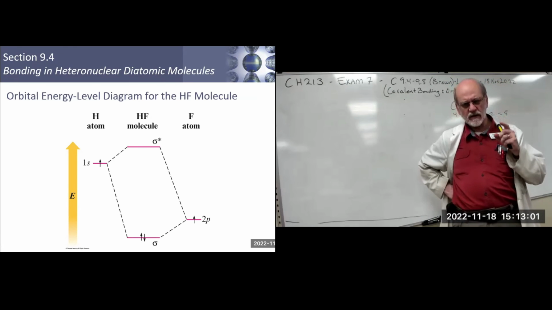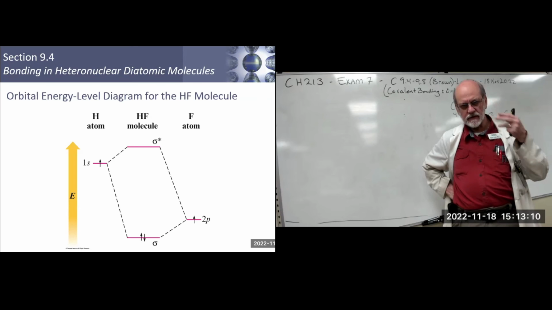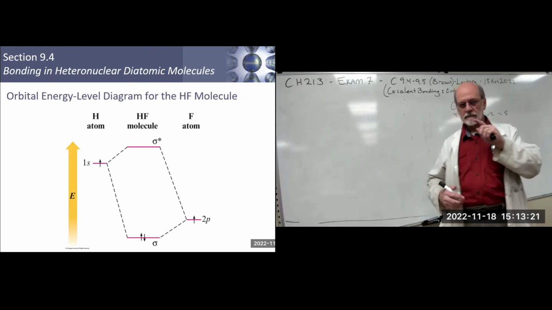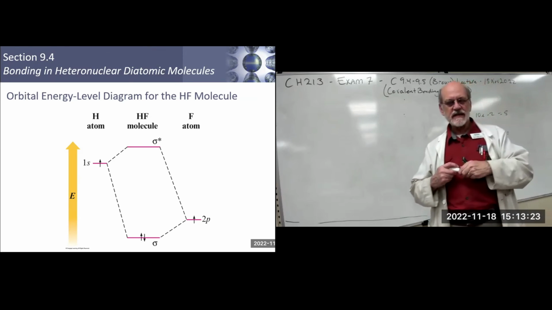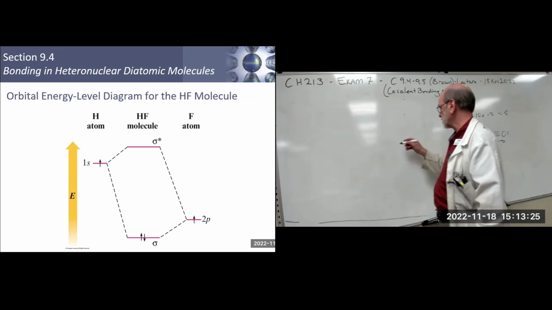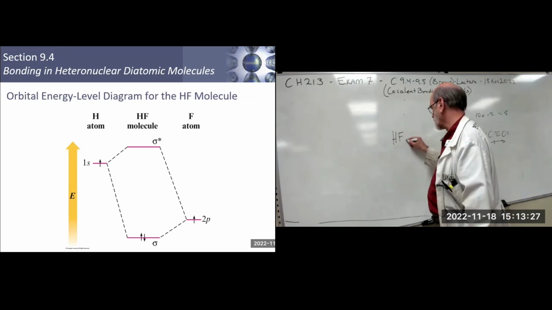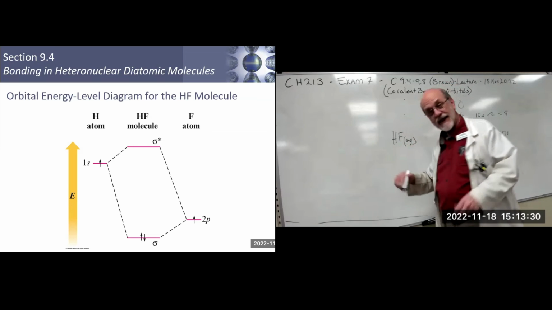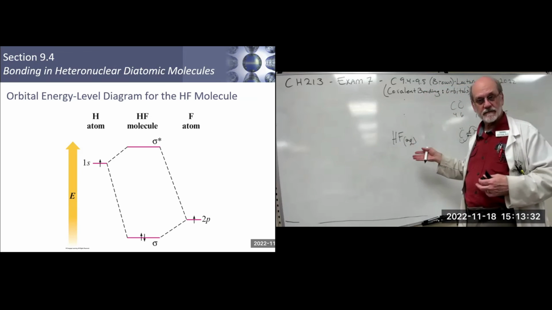Let's see, I had another thought. And I've lost it. Let me run it back through my head, the discussion. What is 2p, sigma, polarity? Oh, it has to do with the acidity of HF in aqueous solution. In that case, we would call it hydrofluoric acid.